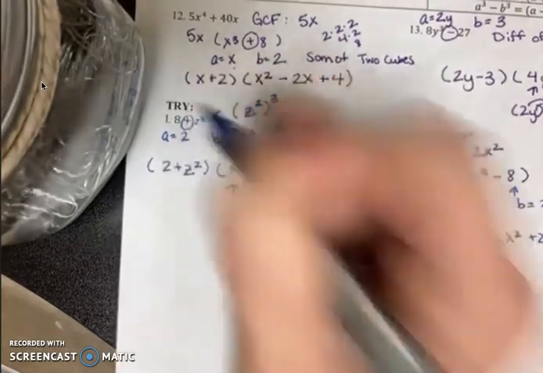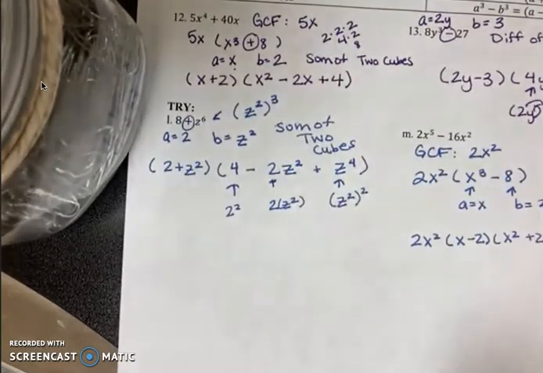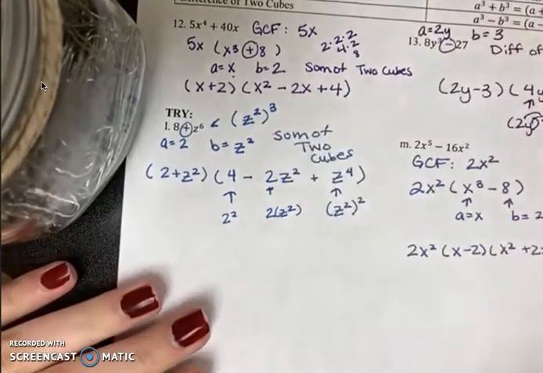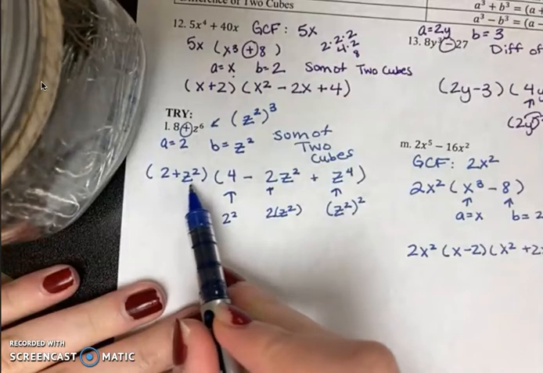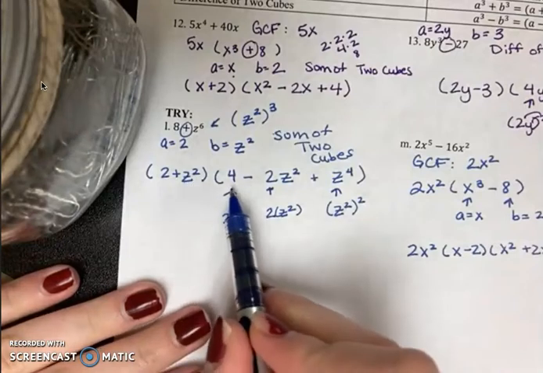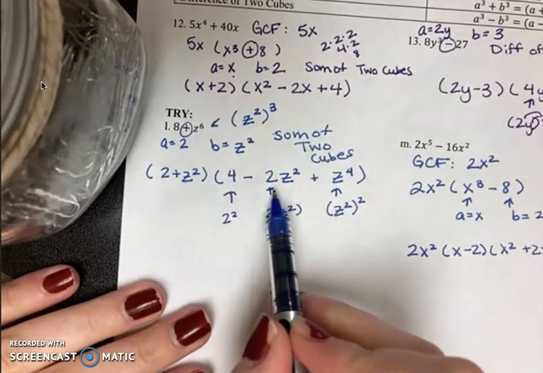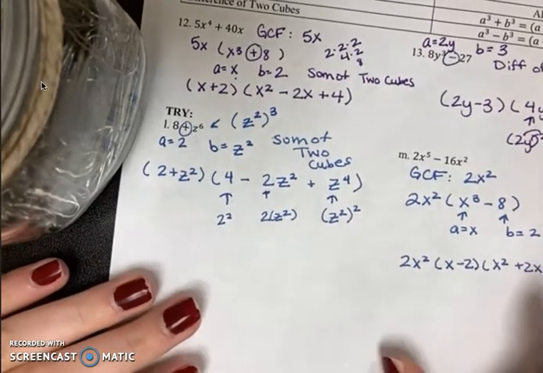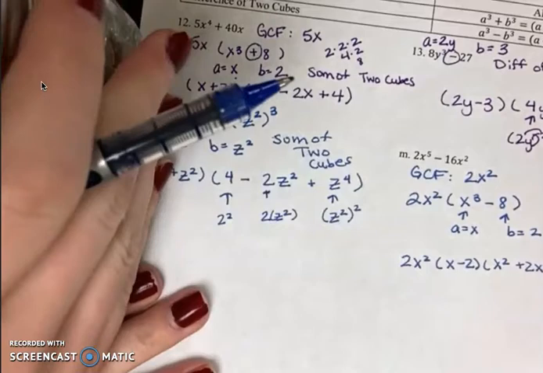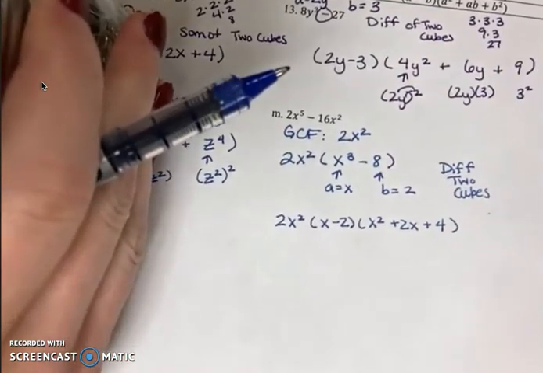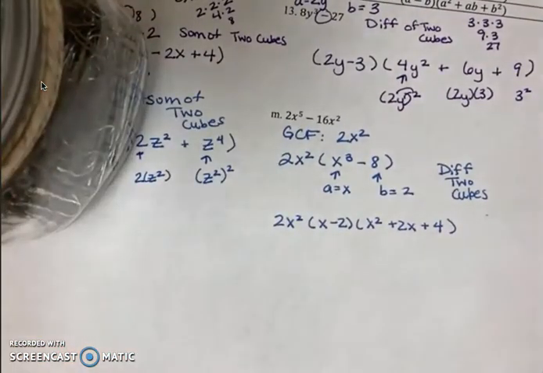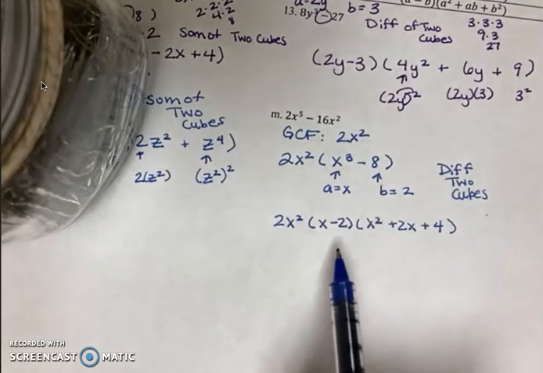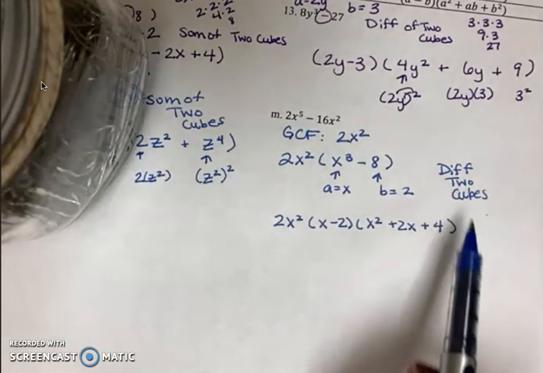Because of the addition sign, I knew it was a sum of two cubes. So I would use the rule that was in the table up here, which is a plus b, and then a squared, a times b, b squared. And the signs were plus, minus, plus. For m, you had to pull out a GCF first, which was 2x squared. Then it was a pretty straightforward difference of two cubes, and the signs are minus, plus, plus when we have a difference of two cubes.